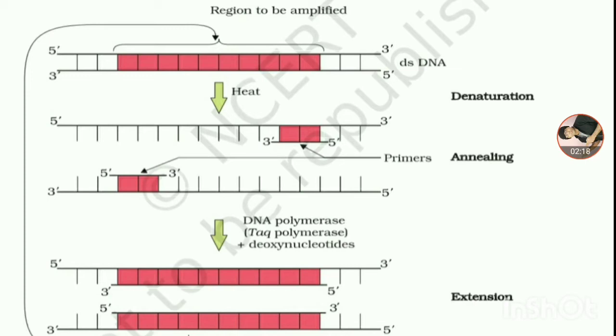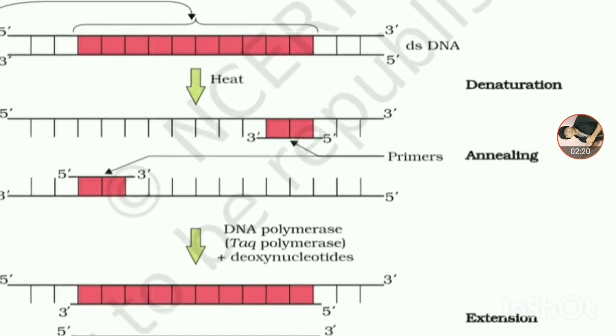Now come to the next step. Second step is annealing. In annealing, it is the association of artificially made thermostable primer on the 3' end of both PNC. Means in this process, we attach the artificially made thermostable primer on both PNC's 3' end and start base pairing. It occurs at 72 degrees temperature.